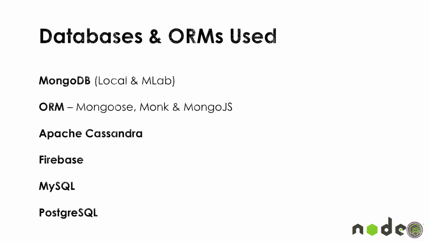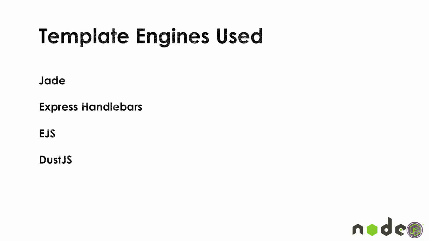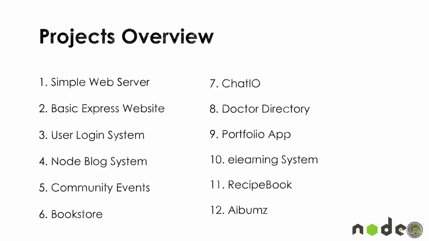And then we'll also use Apache Cassandra for one of the projects, which is another type of database. It's a column database. Firebase, which is another remote NoSQL database we'll be using. And then MySQL and PostgreSQL, which are both relational databases. I'll show you how we can use those with Node.js as well. Okay, some of the template engines we'll be using: Jade, which is really popular, Express Handlebars, EJS, and Dust.js.